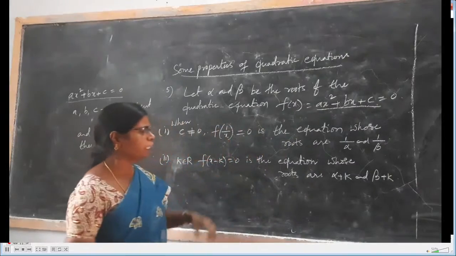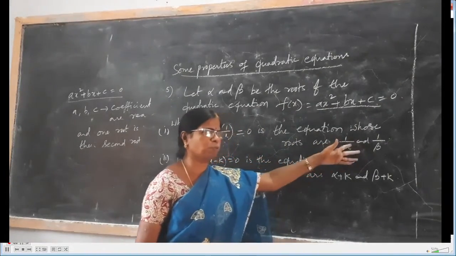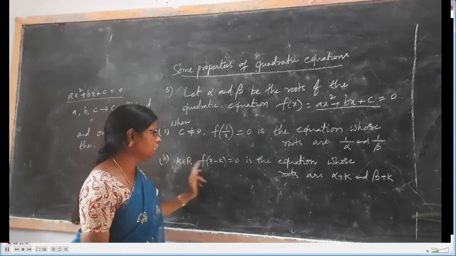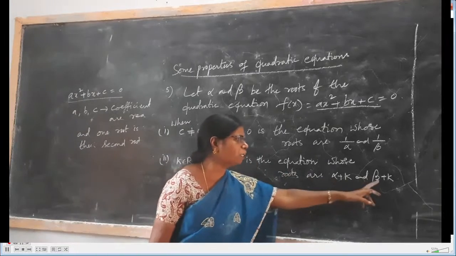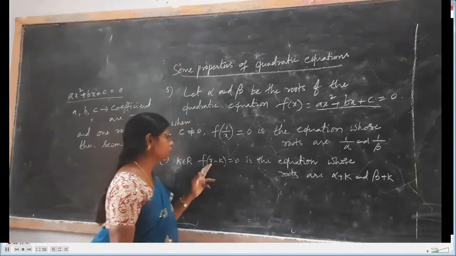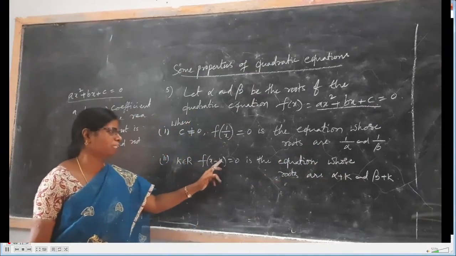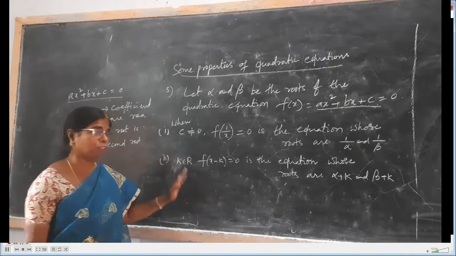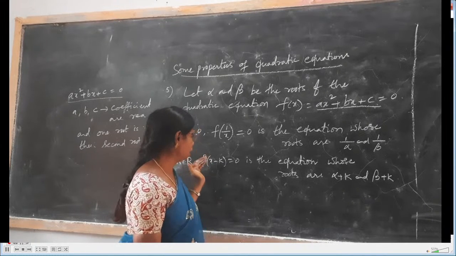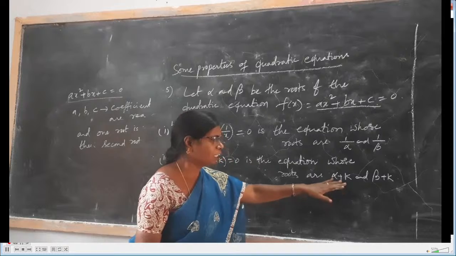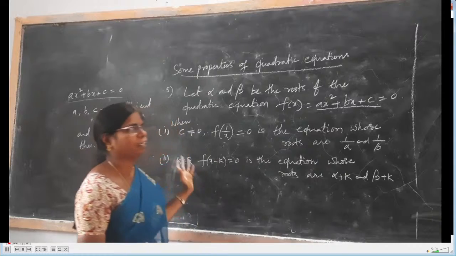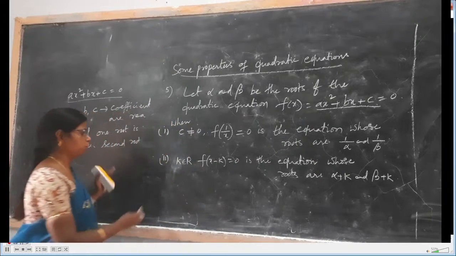Observe the changes. Here for reciprocals of alpha and beta, x became 1 by x in f of 1 by x. Here, the equation whose roots are translated by k, that is alpha plus k and beta plus k, means k is added to the roots, and then x is subtracted: f of x minus k is equal to 0. So you have to observe the subsequent changes which occur in the value of x whenever changes come in the roots. From the changes in the roots, we can see how x changes correspondingly.